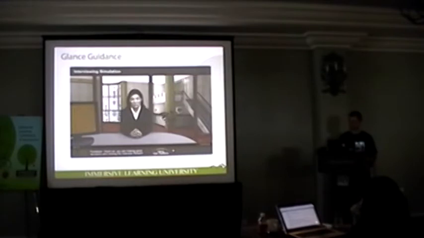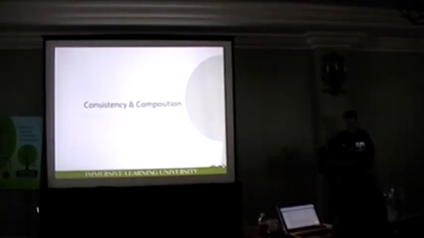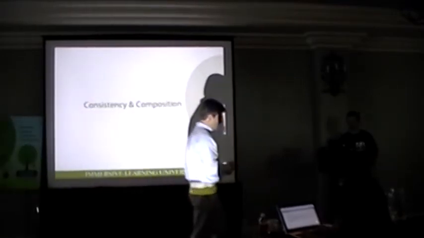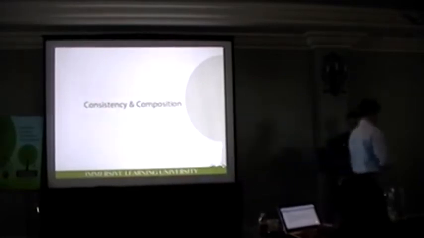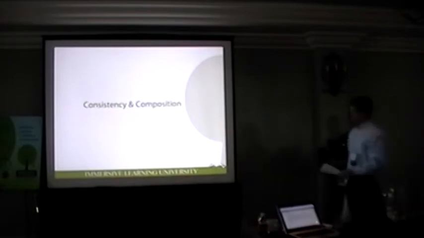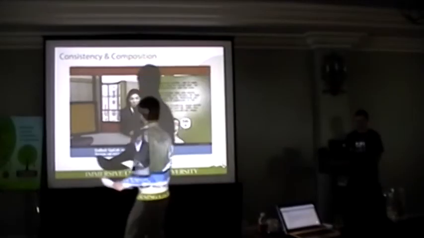All right, so next one, glance guidance. I'm sorry, we covered glance guidance. Consistency and composition. There are about 3 or 4 terms under each of these ideas that, if you think through them as you're reviewing your design, will help you. So let me just go through those real quick. We'll start with consistency.